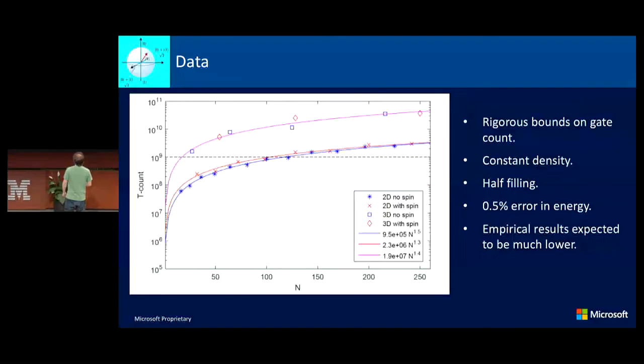And the numbers that we end up seeing from the simulation of Jellium are as follows. So this is the total T count. Now, one of the things that I should mention here is what we did that's a little bit different is that these are not empirical values for the Trotter error that we end up using.